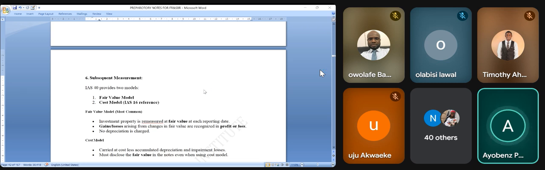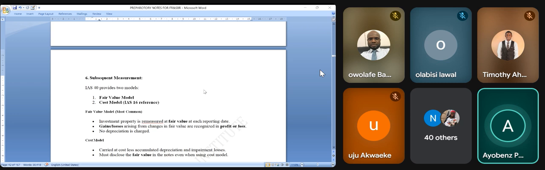Let's assume it's 1,000 square meters. How much are they selling land around this place now? Let's assume that in 2020 you bought it for 200,000. This year, 2025, you go there and ask how much they are selling land now. They will tell you, and once they tell you, it's now 500,000. That is how to measure your land.